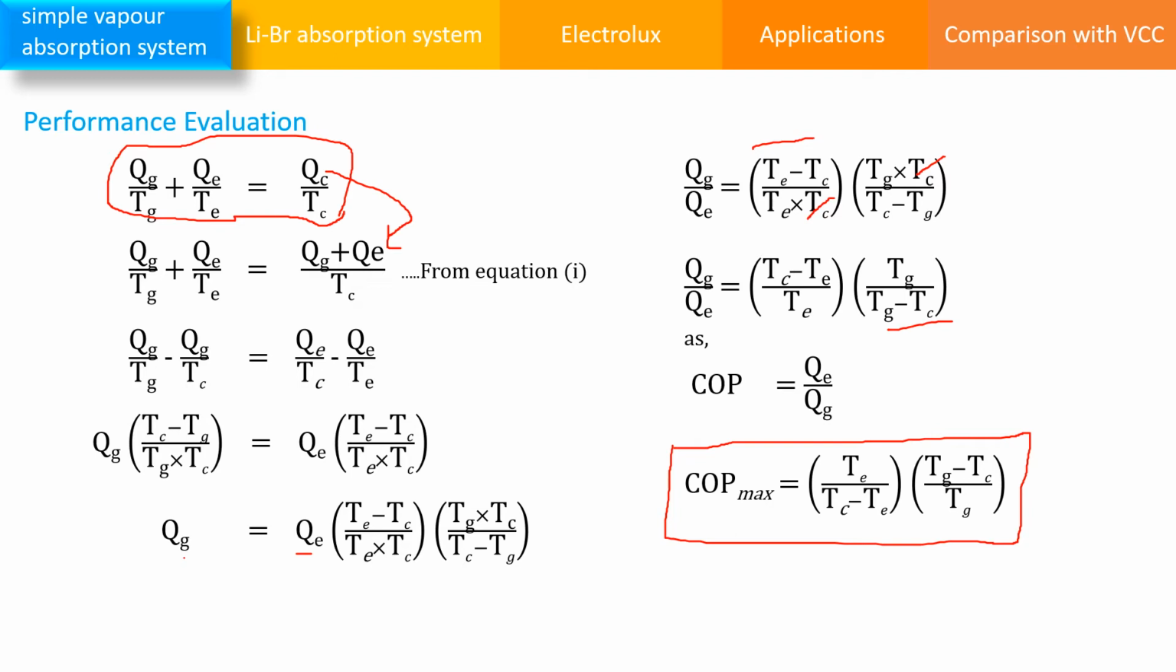So this is the maximum coefficient of performance which is possible in a vapor absorption cycle, which only depends on three temperatures, that is, temperature in the evaporator, temperature in the generator and temperature in the condenser. This is the formula for the maximum possible coefficient of performance of a vapor absorption cycle. Obviously, due to some practical factors, this is not achieved. The real or actual COP is some percentage of this. We will see one small numerical on the simple vapor absorption system next.